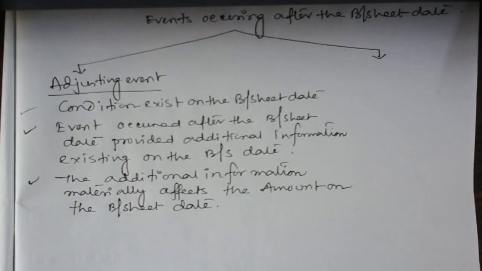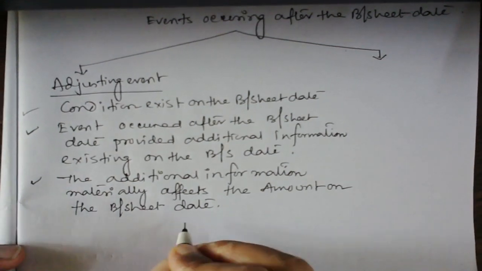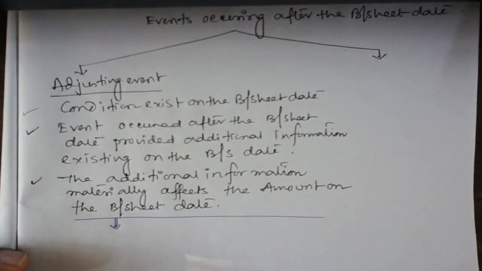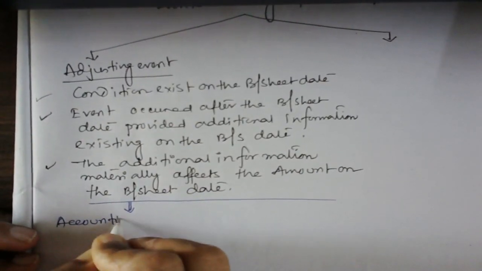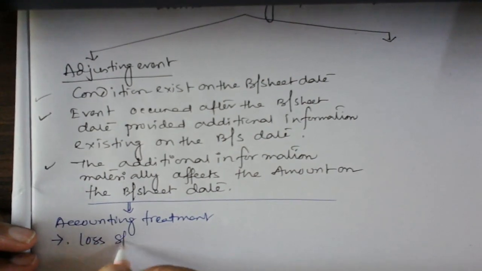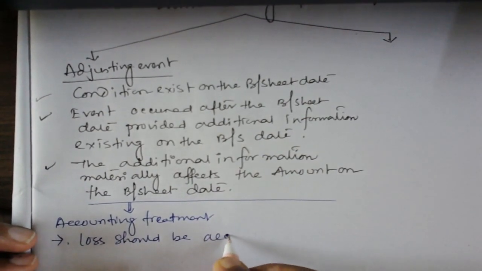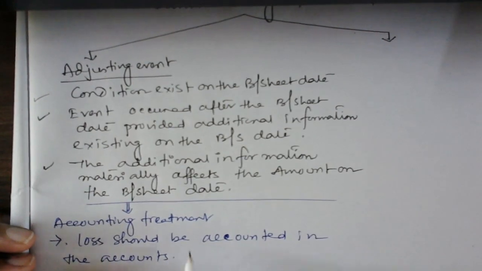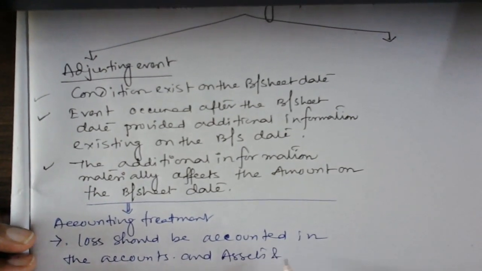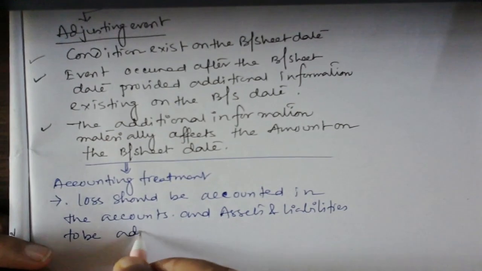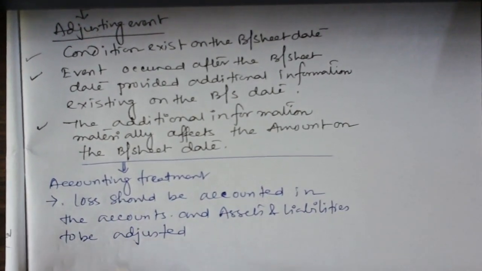Okay, you will have to record that, sir. So you can write here. Accounting treatment: loss should be accounted in the accounts, and assets and liabilities to be adjusted.